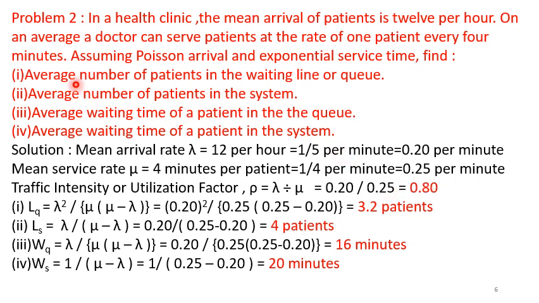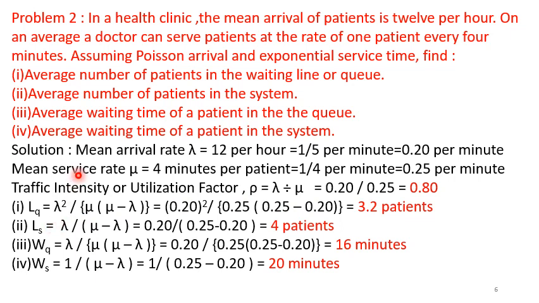What is the first measure that is asked? Average number of patients in the waiting line or queue, that is LQ. LQ is given by the expression lambda square divided by mu into mu minus lambda. That will be 0.20 whole square divided by 0.25 into 0.25 minus 0.20, which is 3.2 patients. Mathematically you can say 3.2; practically you can round it off, but now you are mathematically finding a solution. So LQ will be 3.2 patients.